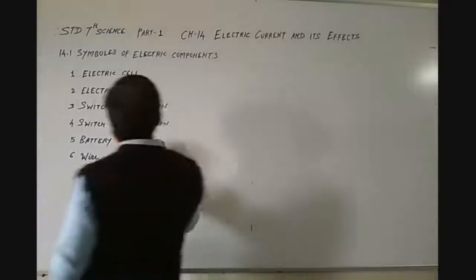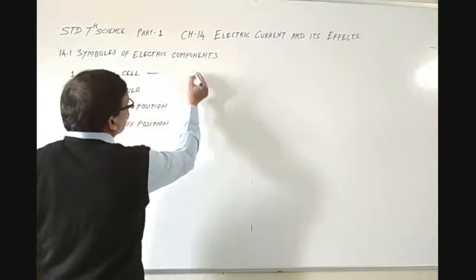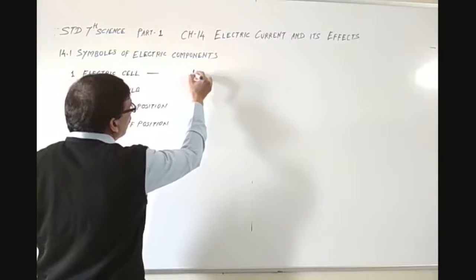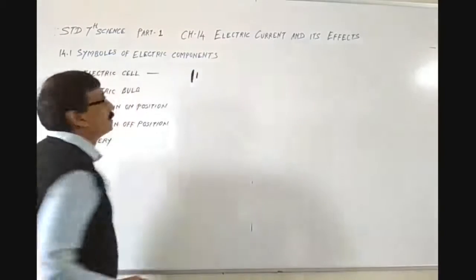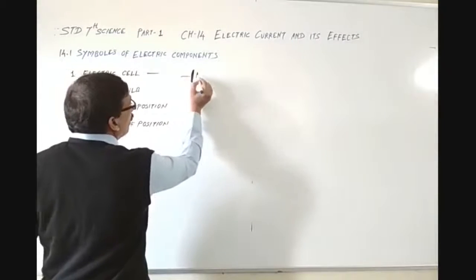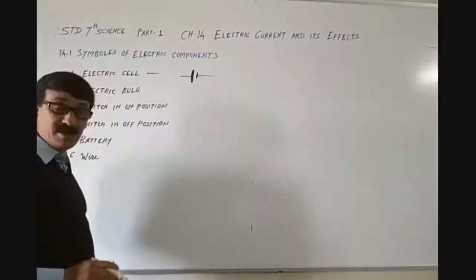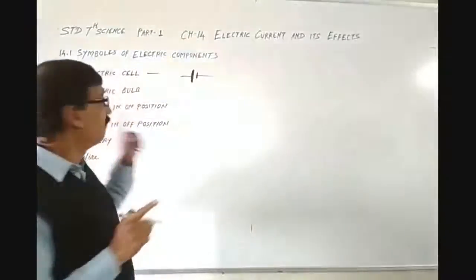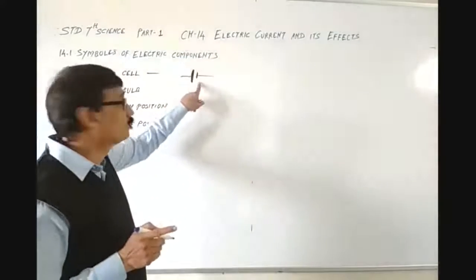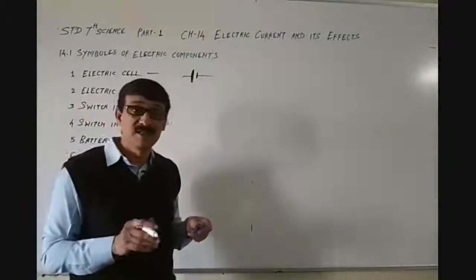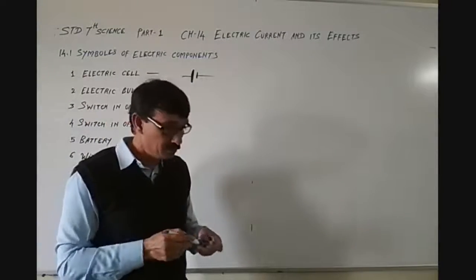So for this electric cell, the symbol is what? See, this is a thick line, a big line, and parallel to that there is a small line. This is a symbol, and this is the positive terminal. We know that there are two terminals in a cell. So to show one cell, there are two parallel lines, and these lines, the two terminals, are connected to the wires.